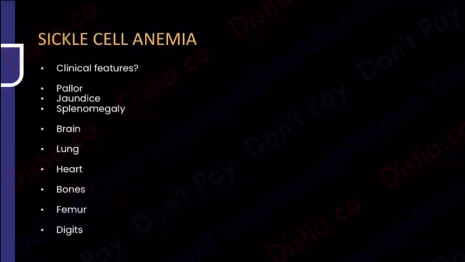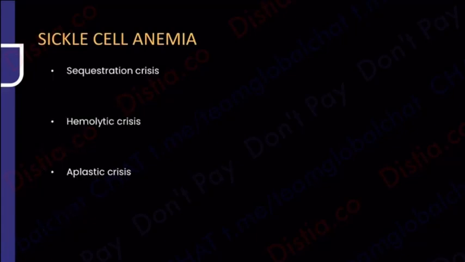Moving on to the next. What are all of these clinical features that I have written over here? Why are so many organs getting affected? What is the pathophysiology behind it? So please note this. First, let's understand what exactly is happening in the pathophysiology of sickle cell anemia.